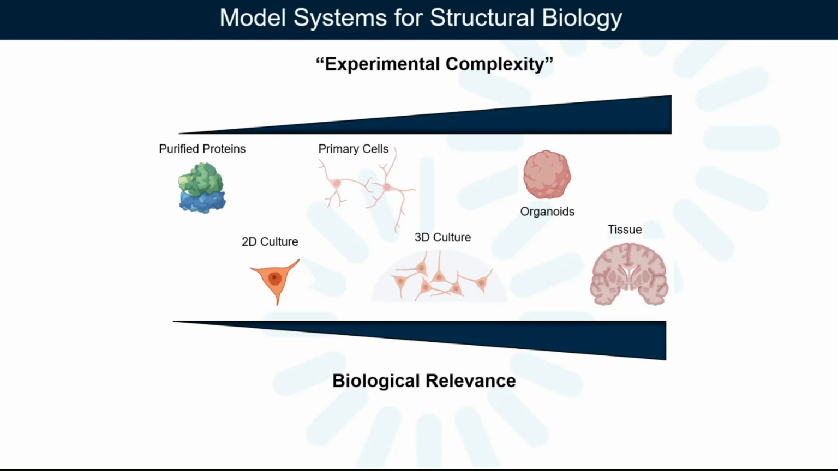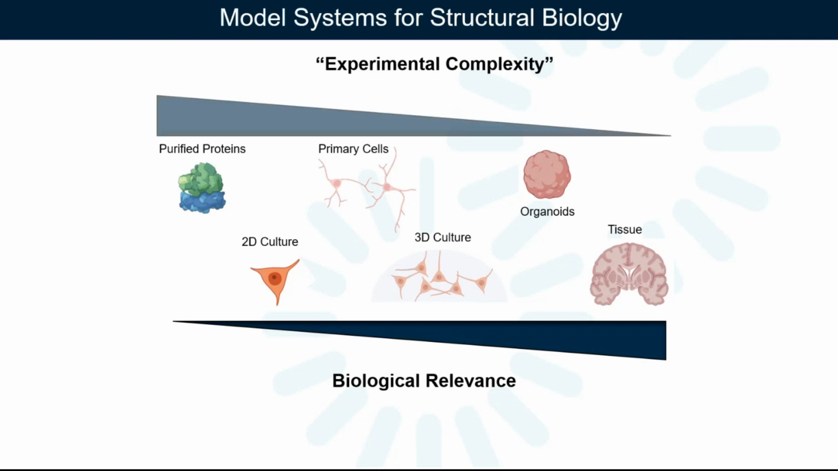But with this increasing biological relevance, you get a direct increase in experimental complexity, in inverted commas, because I'm fully aware that all of these techniques have their own difficulties associated. So the ethos that we've been working towards is how can we make experiments at this end of the biologically relevant spectrum less complex and more approachable to the field.